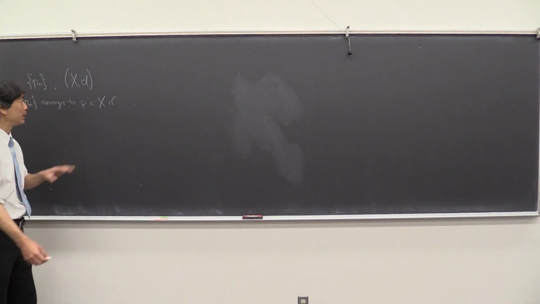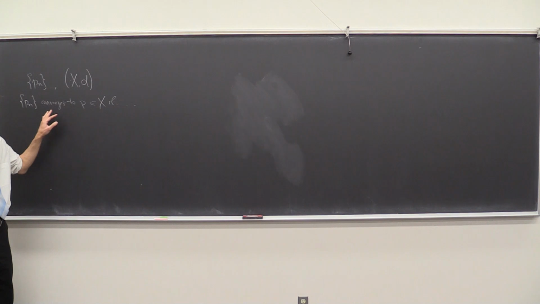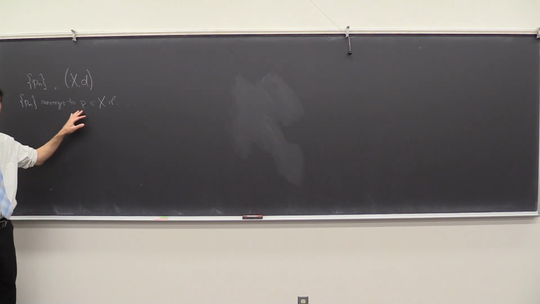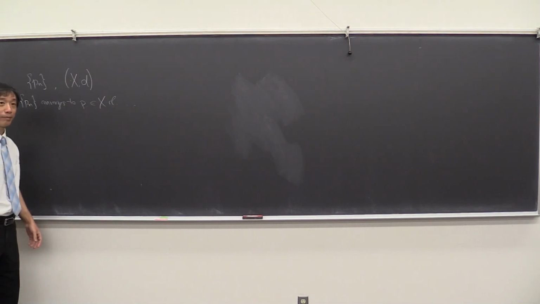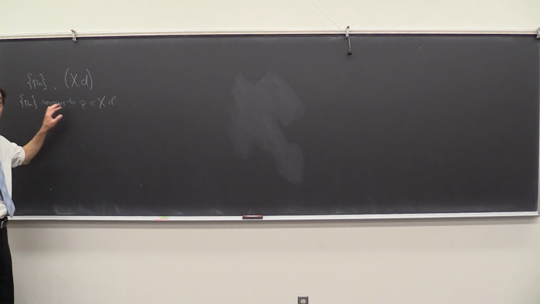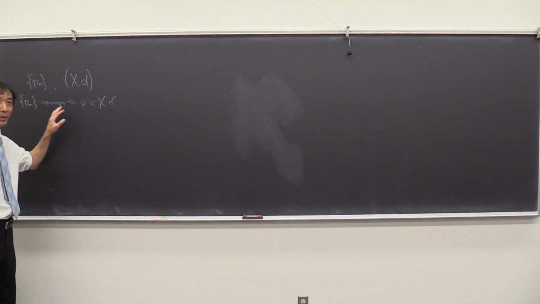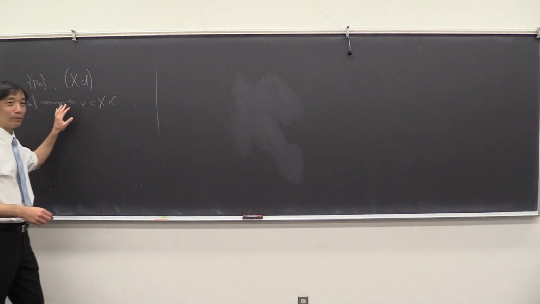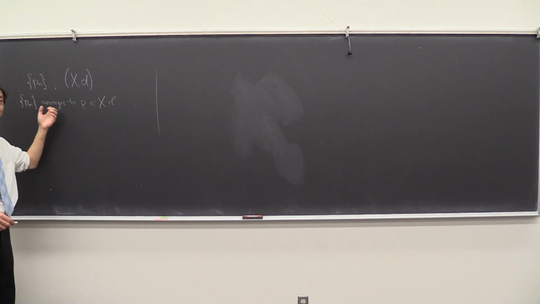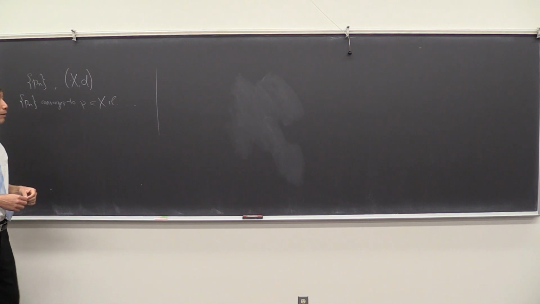Okay, does anybody remember what convergence to a point means? What does it mean for a sequence to converge? The limit as n goes to infinity equals p. Yeah. So what does that mean? So that's another way of saying it. But what does it mean precisely?